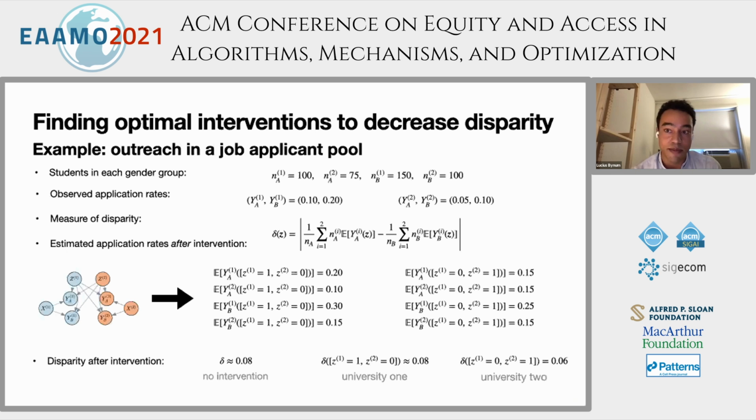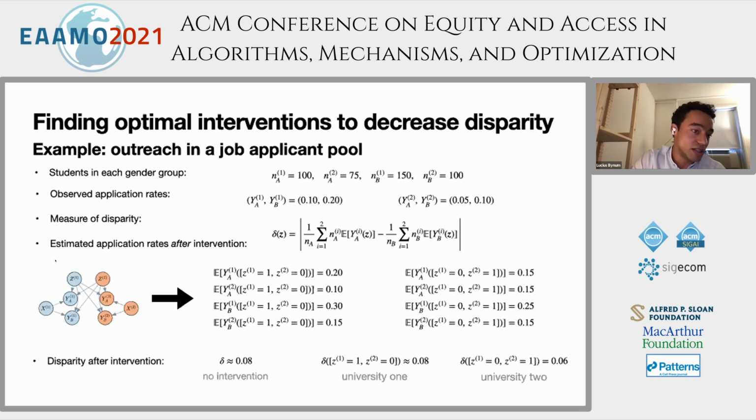Now that we have some notation describing our framework, how would we actually use our setup to rebalance that applicant pool with respect to gender? To quickly demonstrate what that might look like, I've added some example numbers and equations here to walk through. So up top, we have counts for students in each gender group at each university, adding up to our 425 total students. And imagine we've observed the following application rates in the second line there for each group at each university, where group B has higher application rates at both locations. And say, for example, we decide to define disparity as the absolute difference in overall application rates between groups A and B, notated here as delta Z.